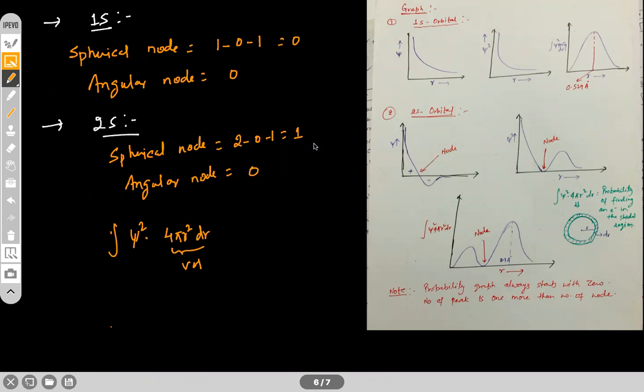Then the probability graph goes like this. The probability graph always starts from the origin because the electron cannot be present in the nucleus. So in the nucleus, the probability is always zero. This graph starts from the origin, goes up, and then comes down.